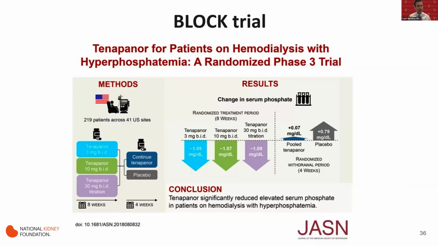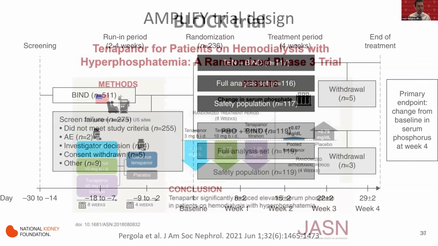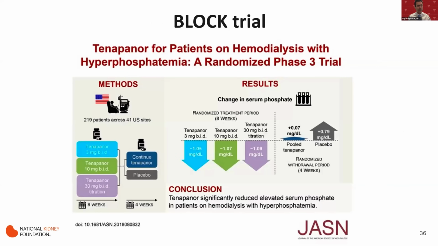And this was, of course, statistically significantly different compared to the placebo group, which in fact did show a 0.79 milligram per deciliter increase in the level of serum phosphate. Now in terms of the different doses, clearly there seems to be more effect with the higher dose, which was the 30 milligram BID, and that's the dose that has then subsequently been studied in other clinical trials. So next slide, please.